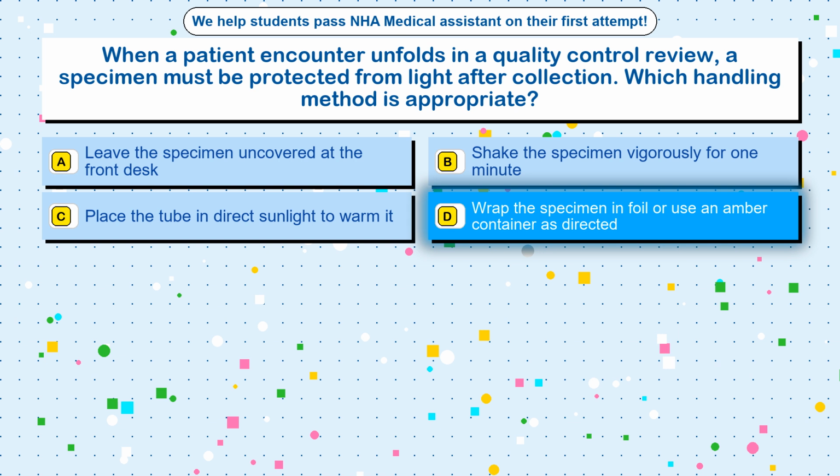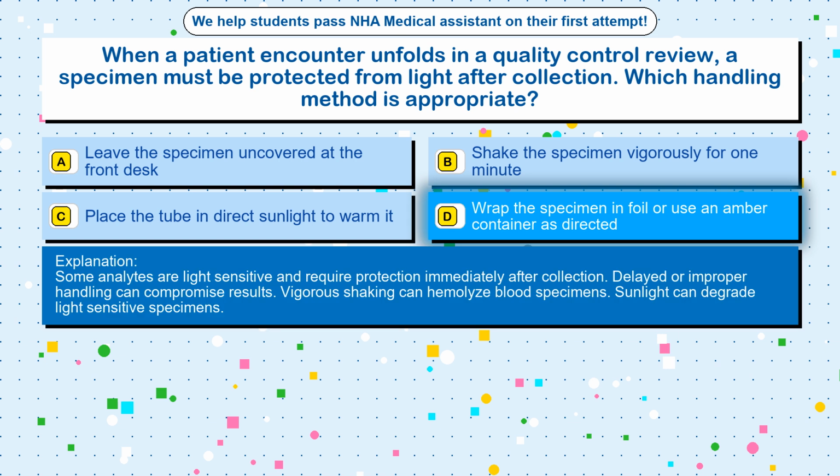Wrap the specimen in foil or use an amber container as directed. Some analytes are light sensitive and require protection immediately after collection. Delayed or improper handling can compromise results. Vigorous shaking can hemolyze blood specimens. Sunlight can degrade light-sensitive specimens.